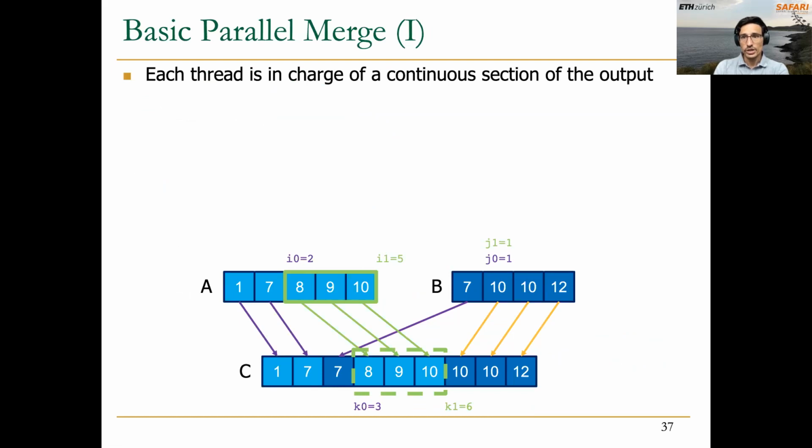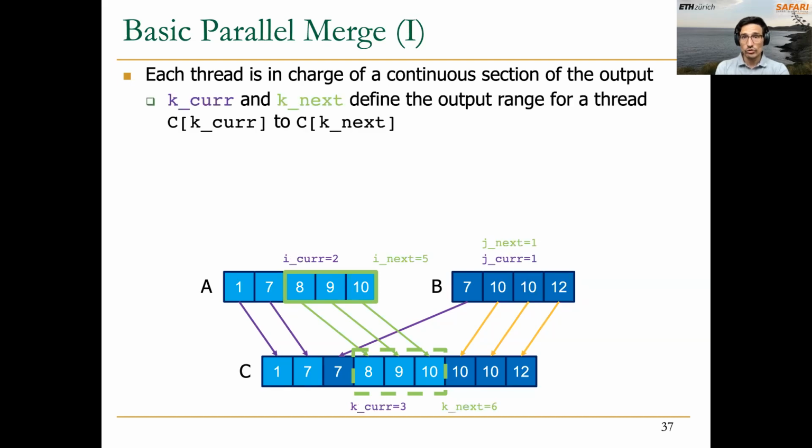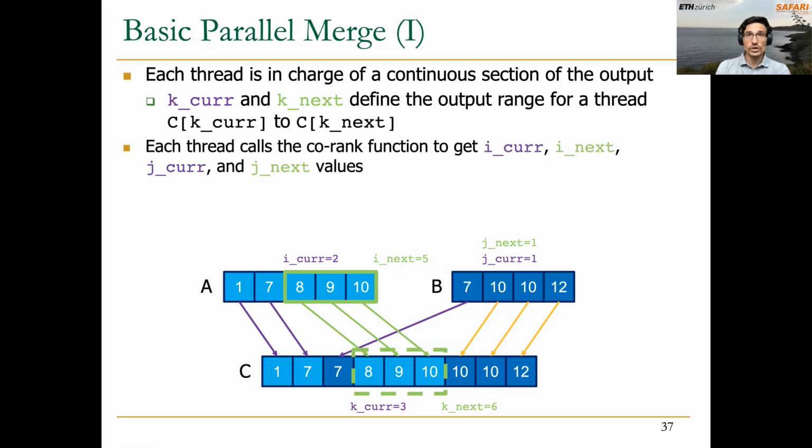So in the basic parallel merge algorithm or implementation, each thread is going to be in charge of a continuous section of the output. So we need to find what that section exactly is. We know that it's defined by this k current and this k next. They define the beginning and the end of the corresponding section. In this example, this is the section assigned to thread 1. And from these two k values, k current and k next, we obtain the core rank values, i current, i next, j current, and j next. These values are going to give us the exact area where the threads need to search in the input arrays A and B.